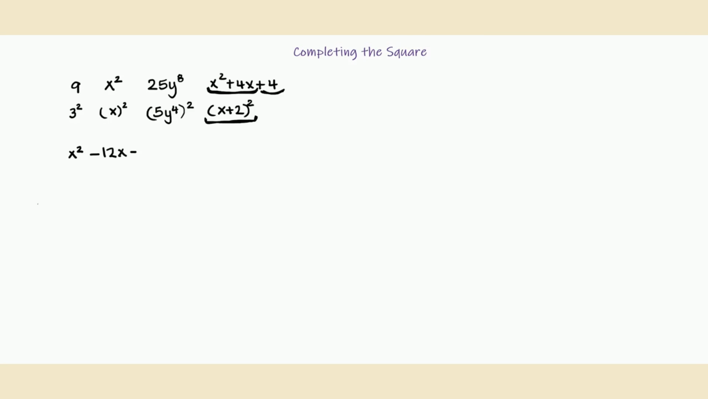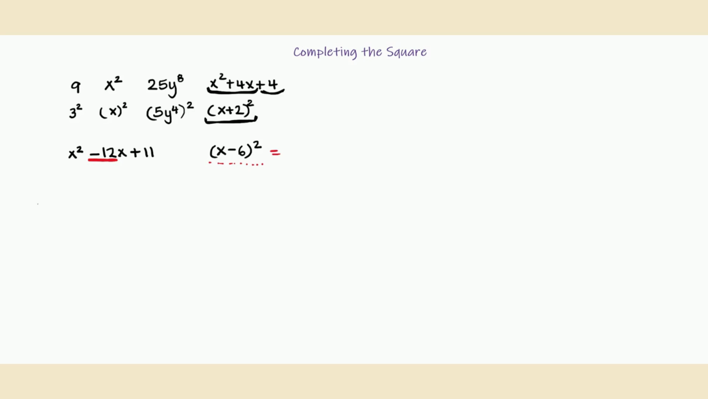Let's take a look at x squared minus 12x plus 11. Now from here, it is easy to recognize that x minus 6 all squared will be the perfect square that we'll be working with. If it's not as obvious, you can simply divide your b term, or the coefficient of the x term, by 2, and that will tell you how to structure your perfect square.